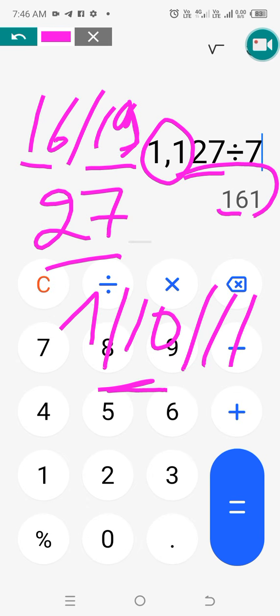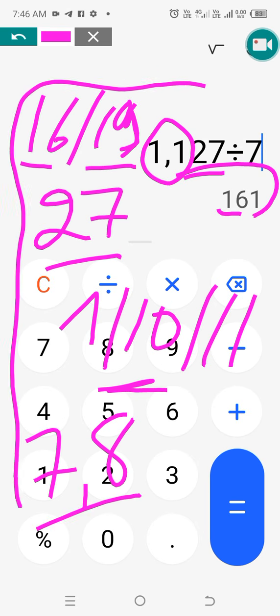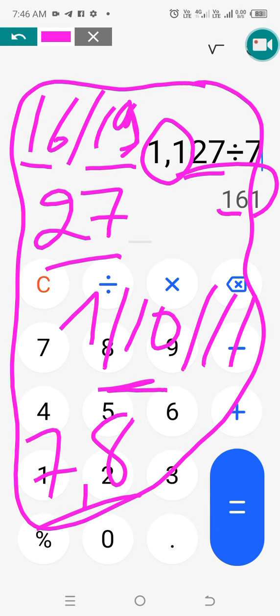Remember, our last number was 78. They can either play 78 as 7 and 8. These are the numbers to play on the next draw: 16, 19, 27, 1, 10, 11, 7, and 8. Right? If they don't bring the 16 or 27, we keep that number to the next draw. And 11 already played, but they can still repeat.